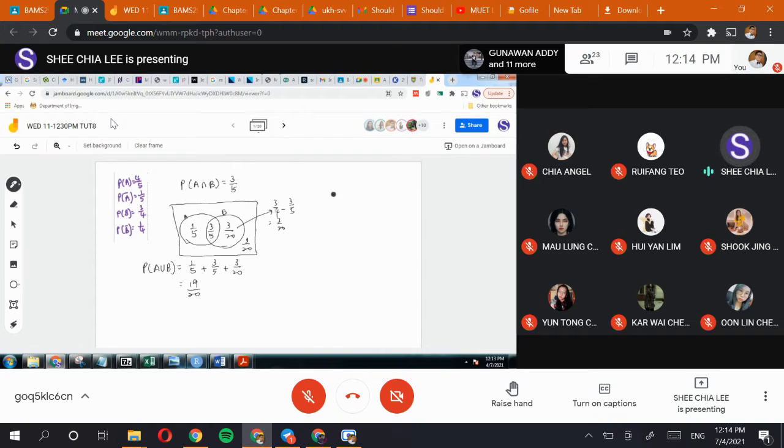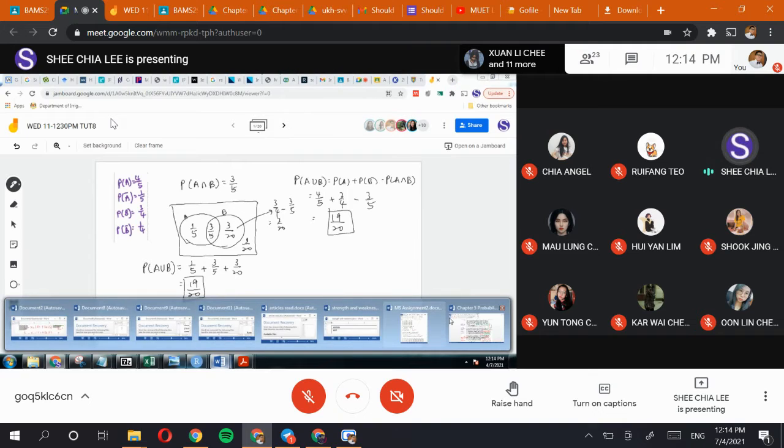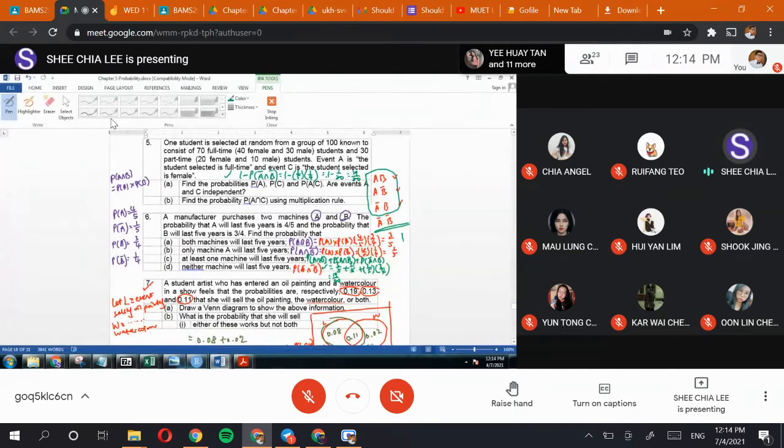Or you say, I want to use the formula. I know at least one is A or B. So my formula is P(A) plus P(B) minus P(A intersect B). Okay, so here A is 4/5, B is 3/4, intersect is 3/5. You count, you also get 19/20. Get it or not? So you have one way, two ways, using the formula, using the Venn diagram, or you want to use these two methods also can.